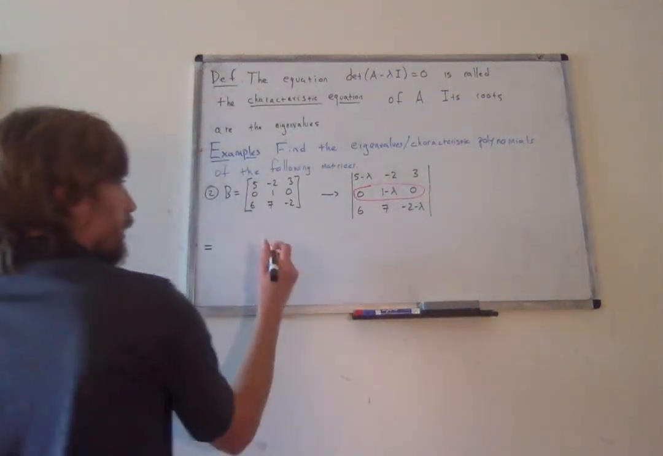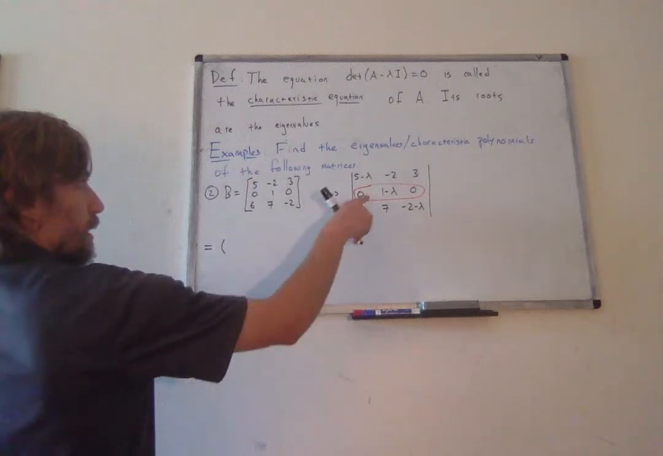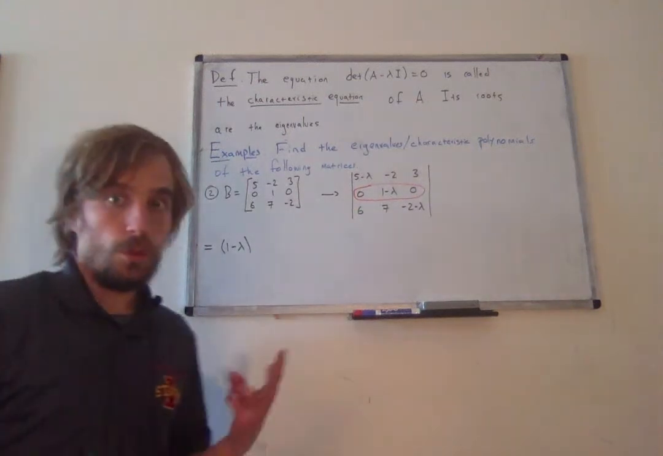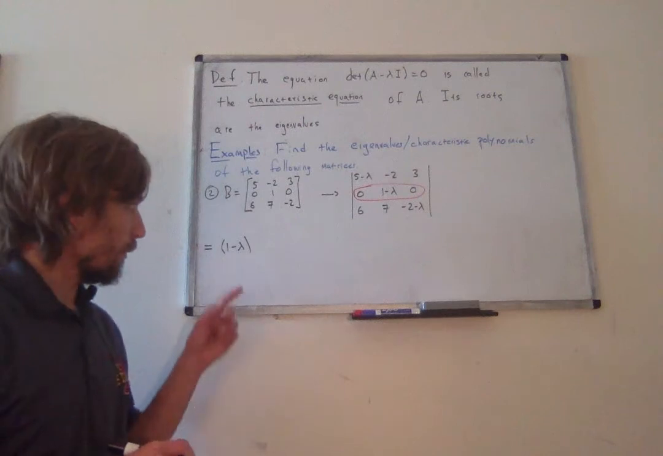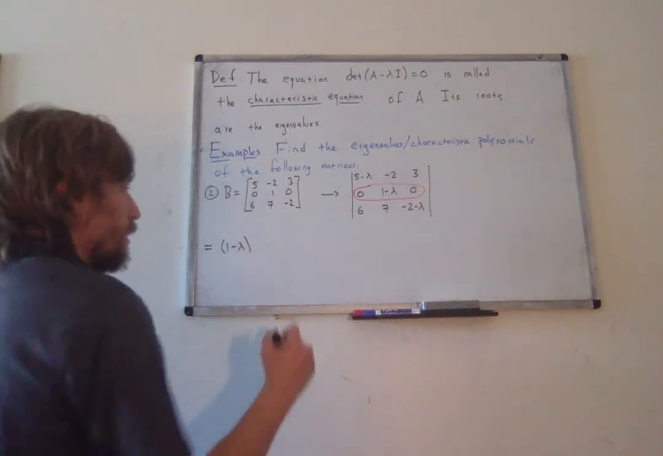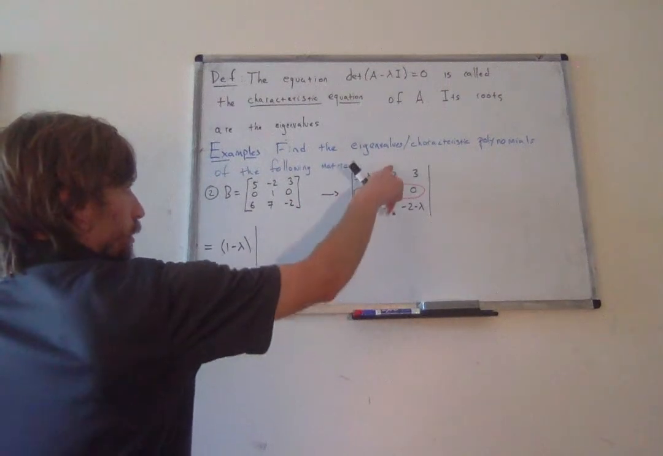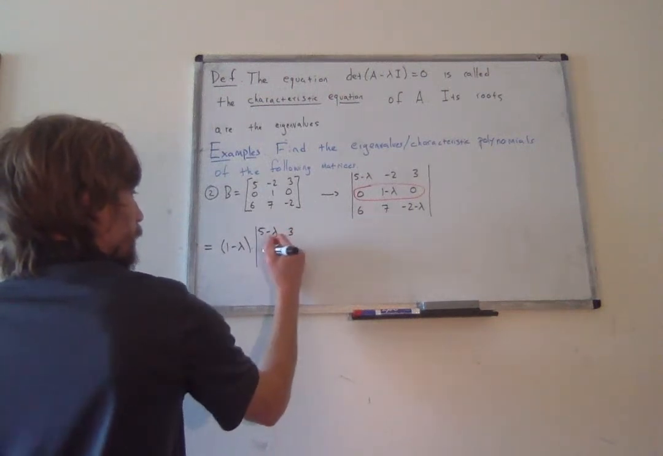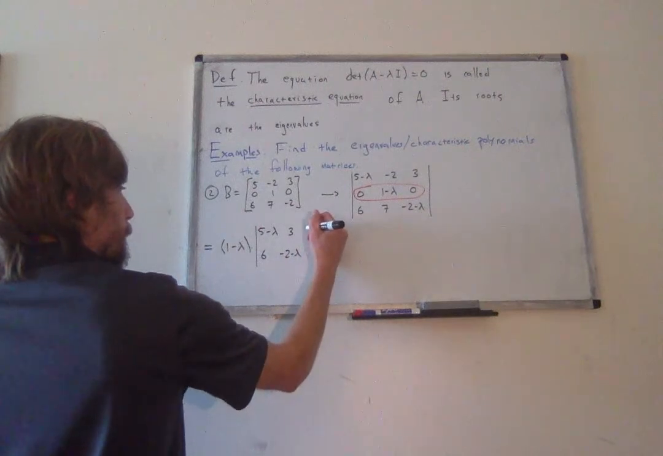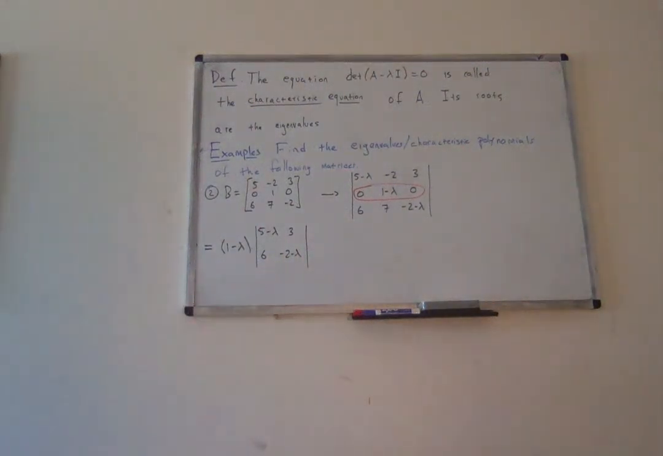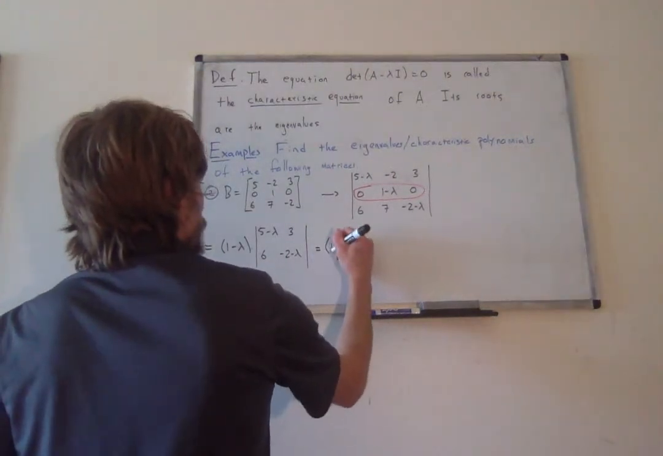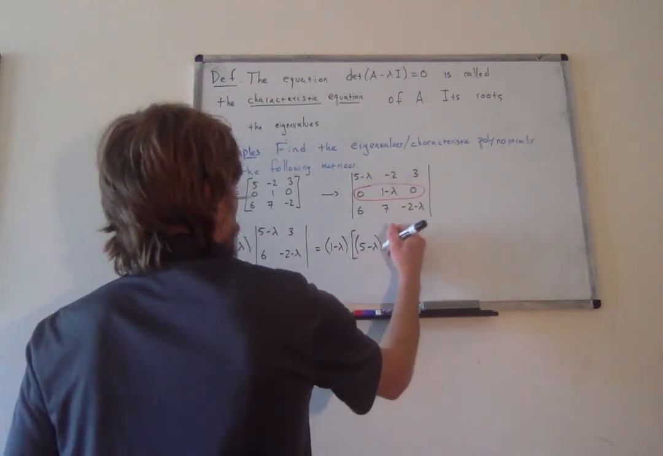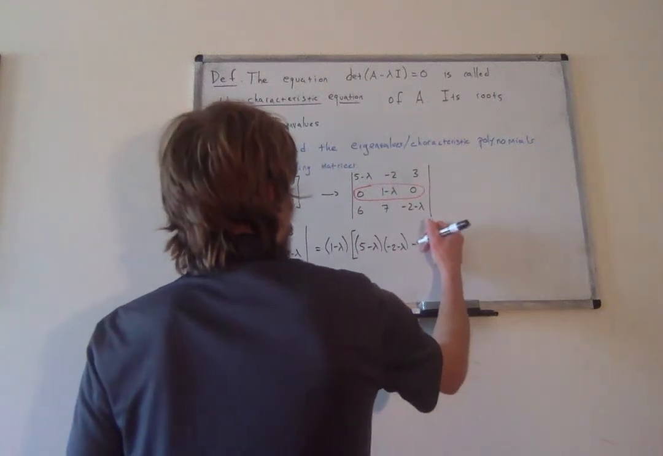This is equal to, let's see, that's row 2, column 2, so that should be 1 minus lambda. And remember, this would be times negative 1 to the 4th, since it is in row 2, column 2, so we don't have to change the sign of this. Times the determinant of, well, I want to eliminate row 2, column 2, so this should be the determinant of 5 minus lambda, 3, 6, negative 2 minus lambda. Well, now this is just a 2 by 2, so we can expand this. So this would be 1 minus lambda times 5 minus lambda times negative 2 minus lambda minus 18.